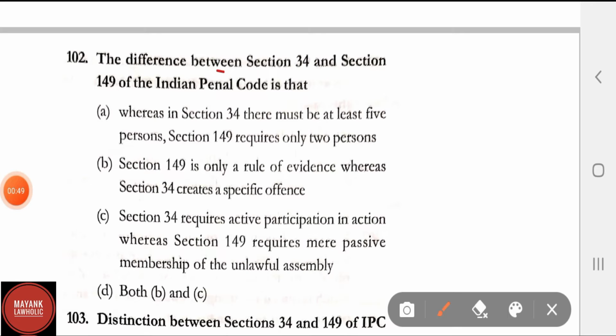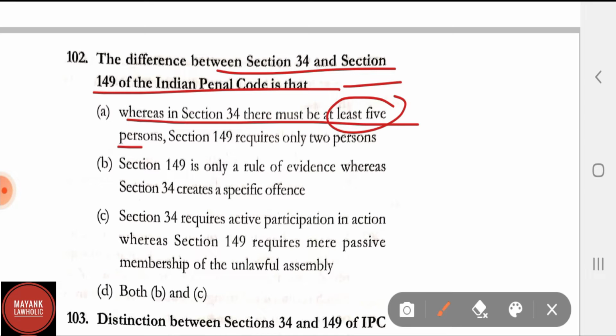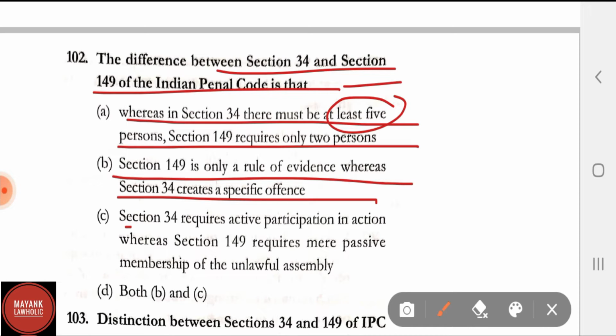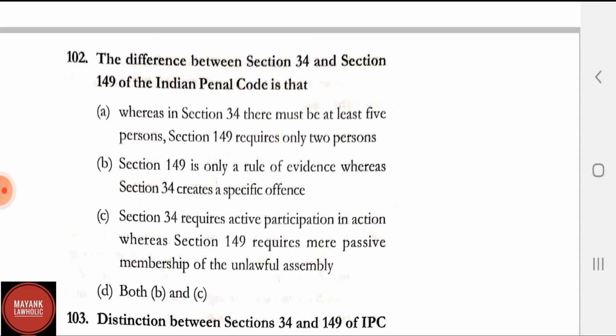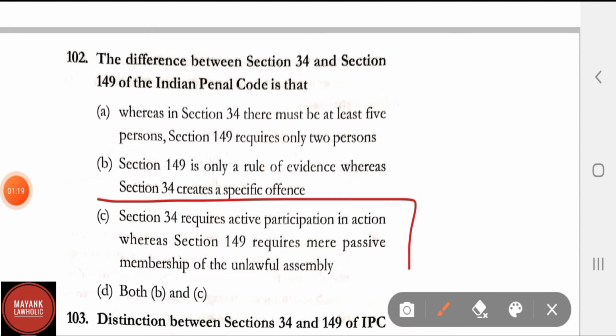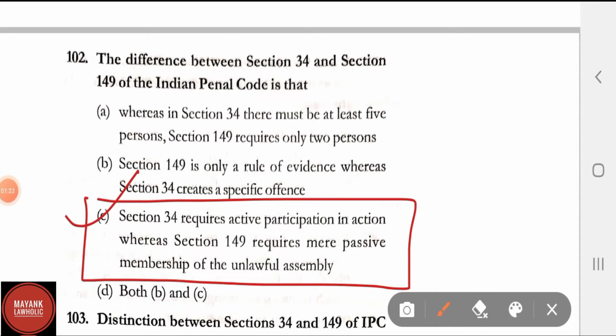The difference between section 34 and section 149 of IPC is, option A, whereas in section 34 there must be at least 5 persons, section 149 requires only 2 persons. Option B, section 149 is only a rule of evidence, whereas section 34 creates a specific offence. Option C, section 34 creates active participation in action, whereas section 149 requires mere passive membership of the unlawful assembly. Option D, both B and C. Here the correct answer is option C. Section 34 requires active participation in action, whereas section 149 requires mere passive membership of unlawful assembly.